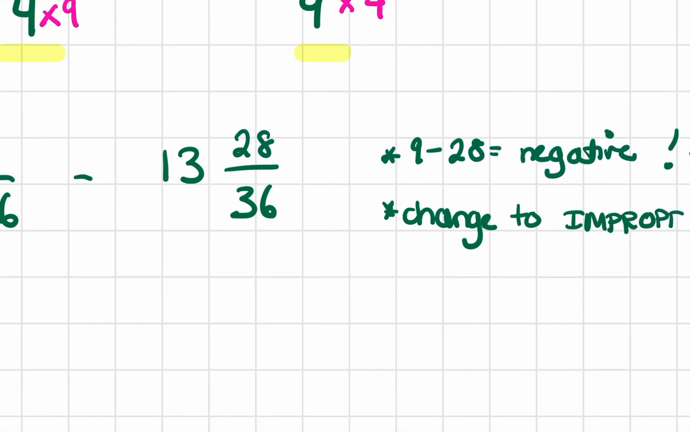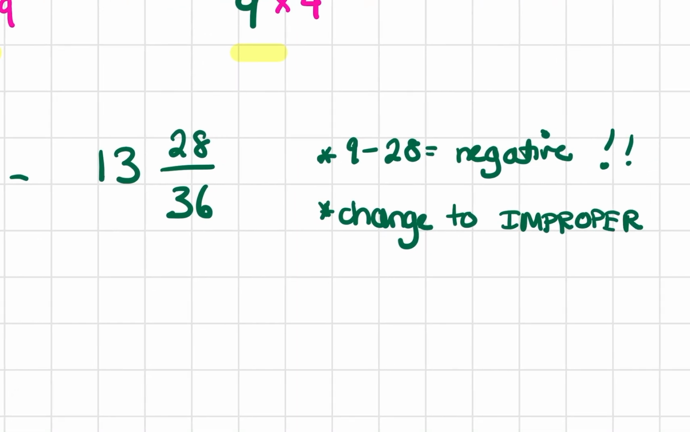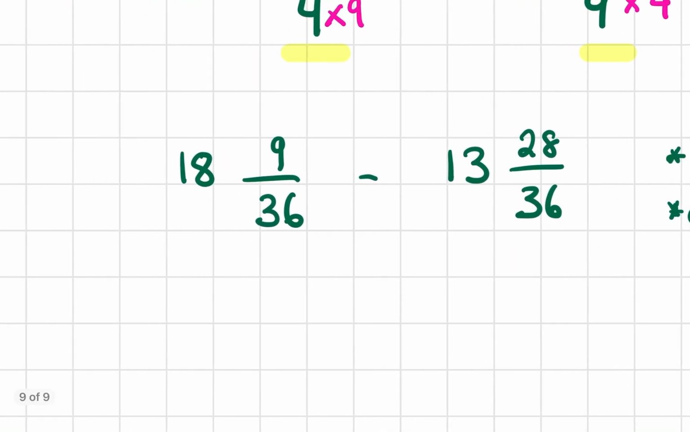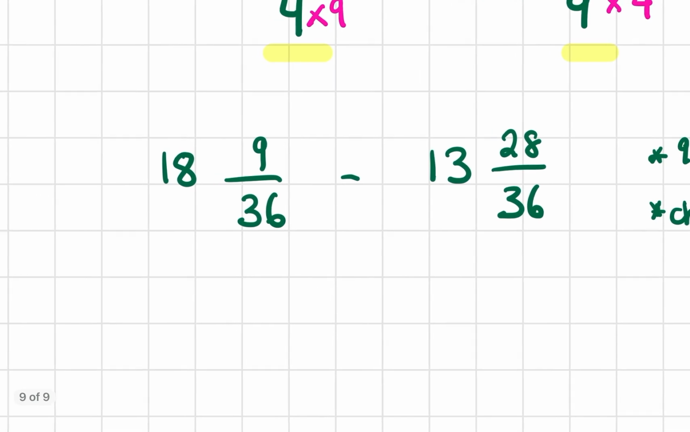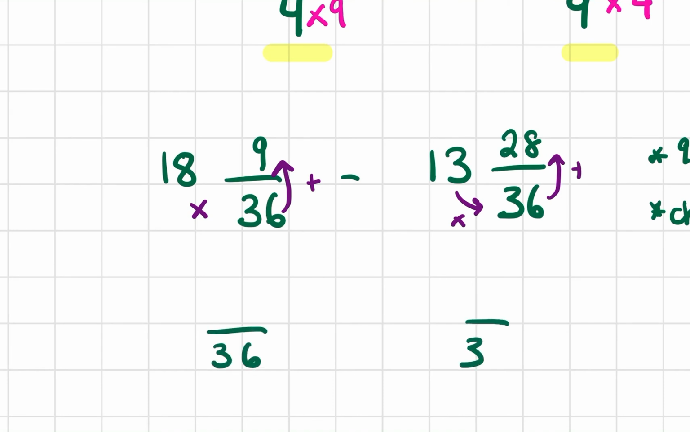So this is a mixed fraction right now, so we're going to change it to an improper fraction. And to do that, as a quick crash course, you multiply the whole number by the denominator and you add the numerator. So multiply this and then add. And you keep the denominator, right? Nothing changes about the denominator. So they're both going to be under 36. And we're still subtracting. So now let's do some math.